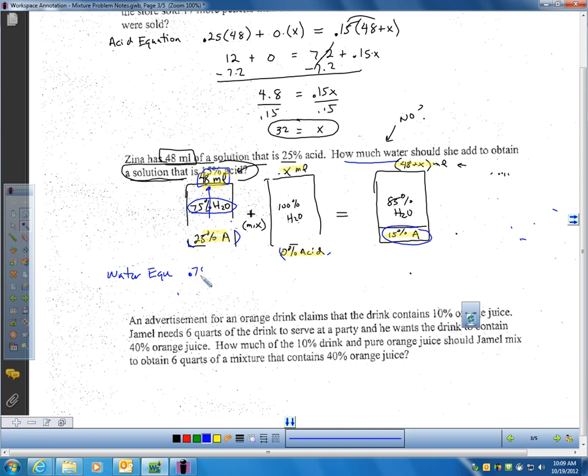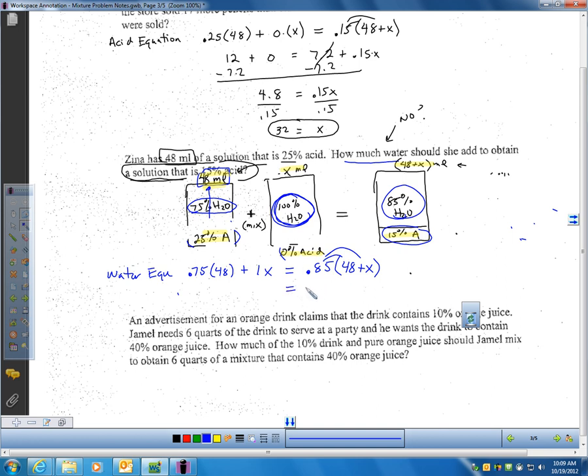So I would take 0.75 times 48, plus I have 100% water in this container. That'd be 1 times x. And then in my final container, I'd have 0.85. There's 85% water with 48 plus x milliliters of fluid. Okay, let's distribute over here and simplify and solve.